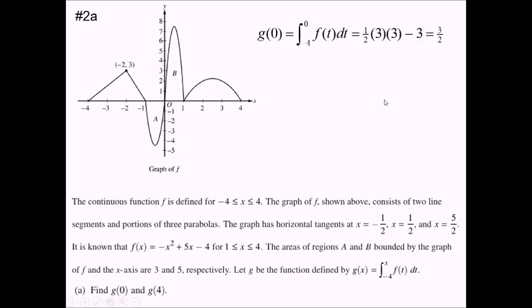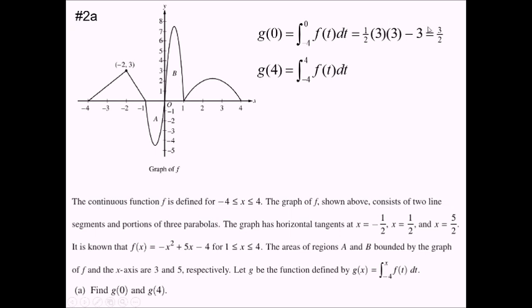Next, they wanted us to figure out g of 4. So g of 4, what's that going to be? That's the integral from -4 to 0. Now, to save ourselves a little bit of time, we already know what the integral from -4 to, well, actually, this is -4 to 4. We already know the integral from -4 to 0.